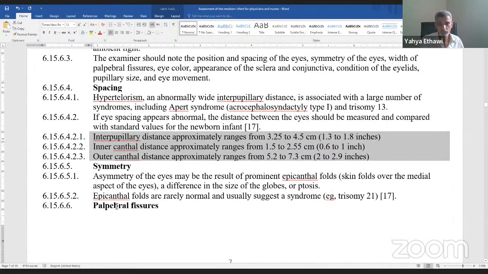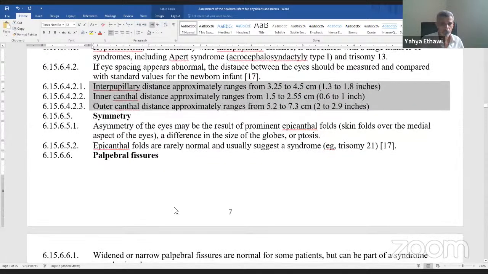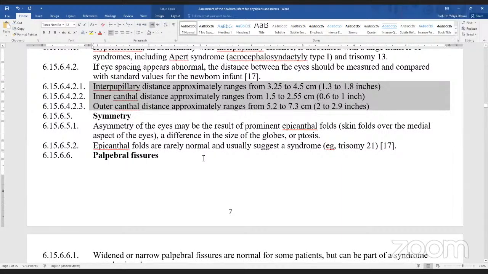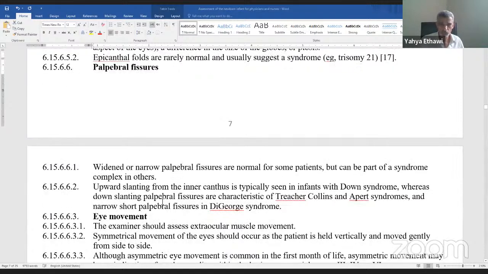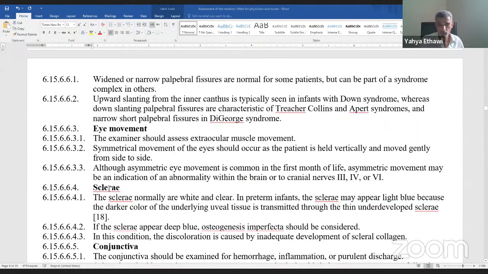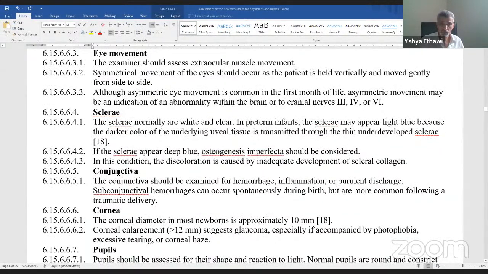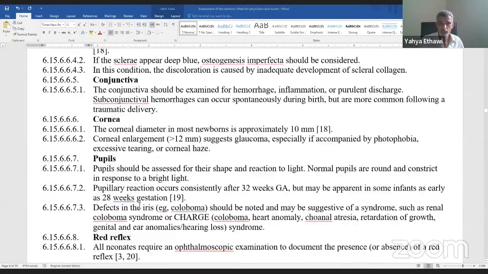Asymmetry between the eyes. The palpebral fissure needs to be measured; it is the part of the sclera that you can see between the two lids of the eye. So very important. Epicanthic fold, another fold to identify trisomy. Widened palpebral fissure or upward or downward slanting of the eye, very important. Color of the sclera, conjunctiva, cornea, the pupils, all need to be assessed.